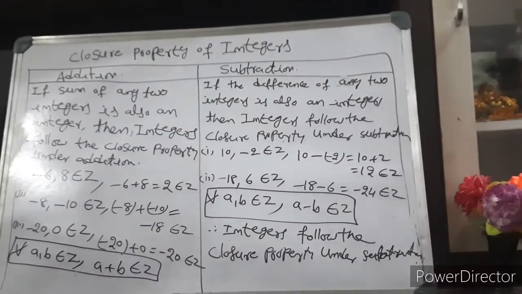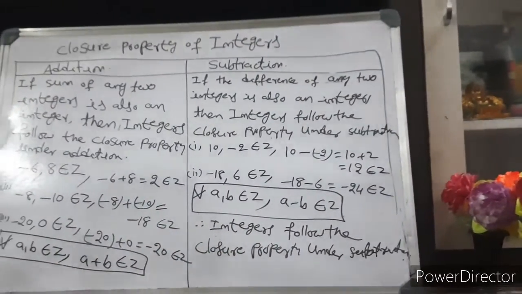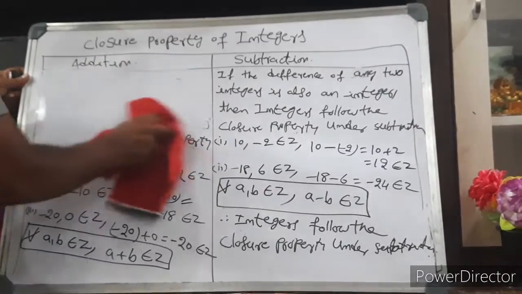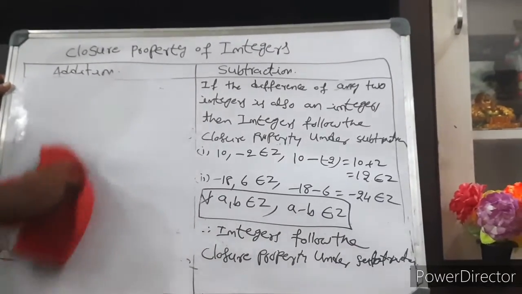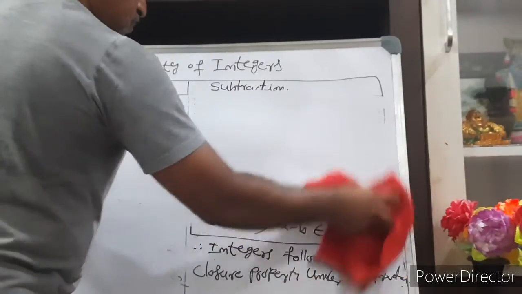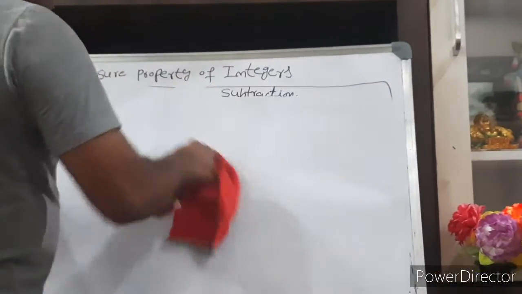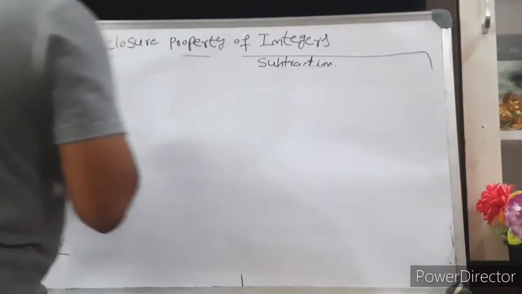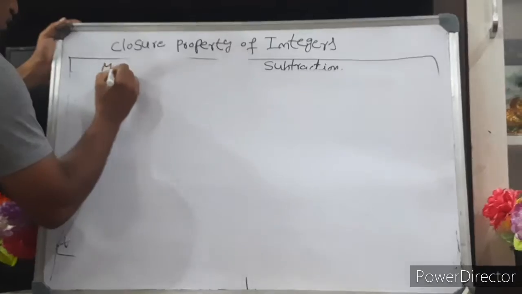Now we also check the closure property under multiplication and under division. So what is the property under multiplication? Multiplication means product. That means here the product of any two integers is also an integer. That means here closure property of integers under multiplication.